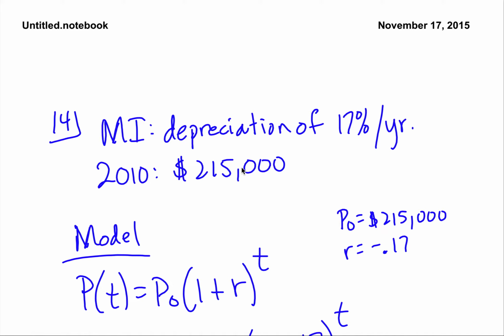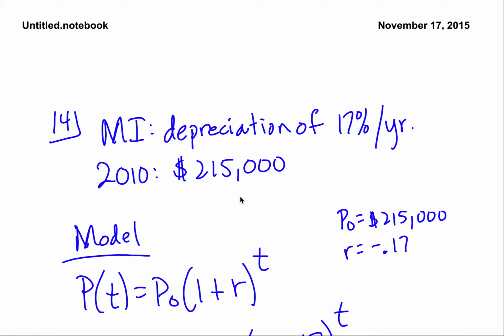This video will look at a growth model for depreciation because there are some changes that happen when we have depreciation. So let's say Michigan's population is depreciating at 17% per year. And let's say that in the year 2000, there are 215,000 people living there. So looking at this, we can call 2010, since we know what that value is, our starting point. We're going to call that time zero.